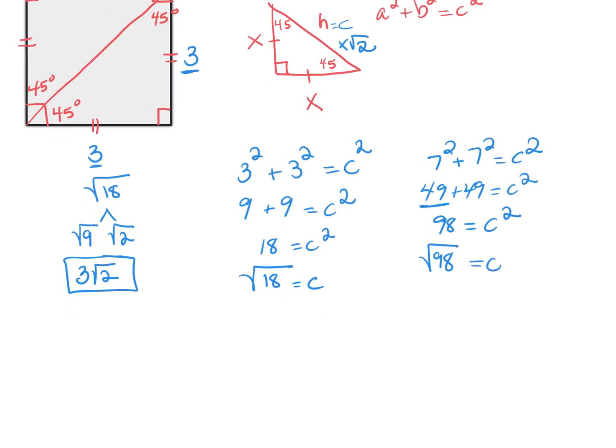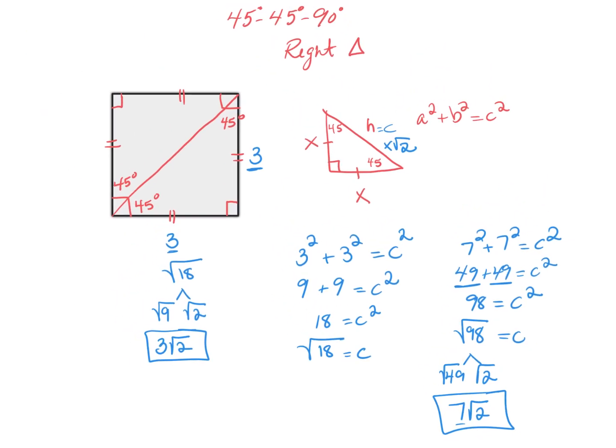But if you notice, I can factor 98 into 49 times 2, because that's what 49 plus 49 is. So that's the square root of 49 times the square root of 2. The square root of 49 is 7. Okay, and that was the length of the leg I gave.